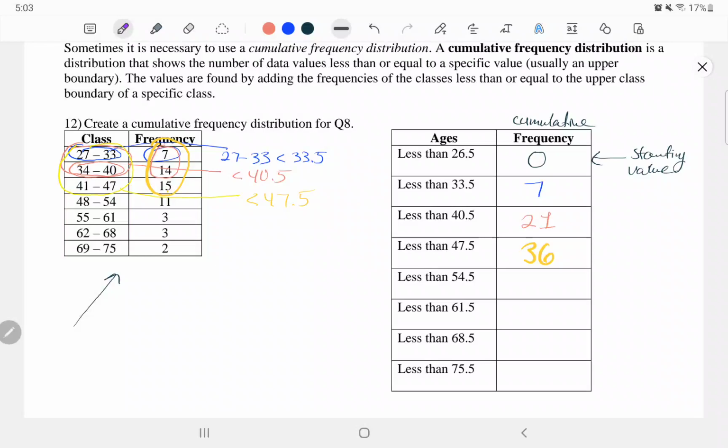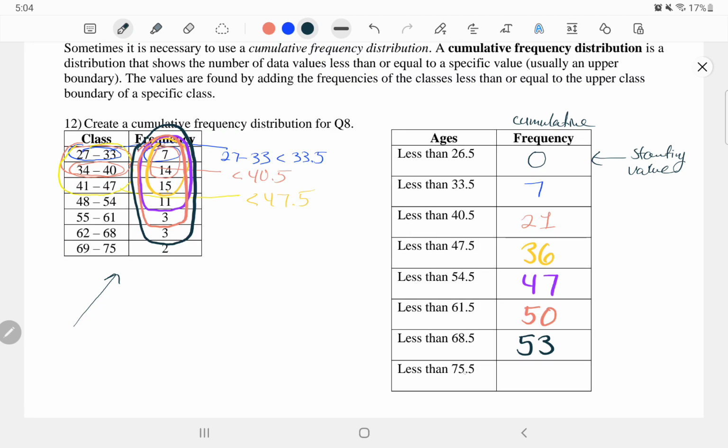And hopefully you can see where the pattern is going. For less than 54.5, it is going to be these values right here. And that's 36 plus 11, which is just going to be 47. And then for the next one, that's 47 plus 3, which is 50. Continuing that, 50 plus 3 is 53.